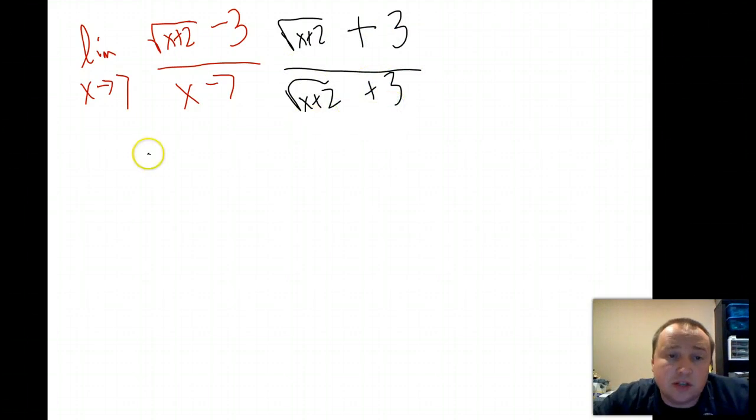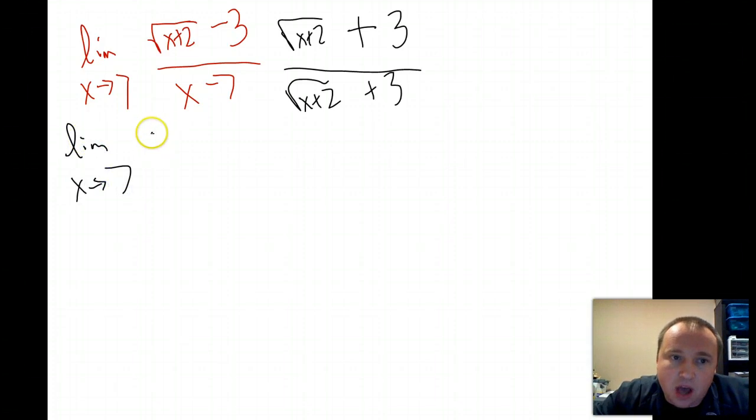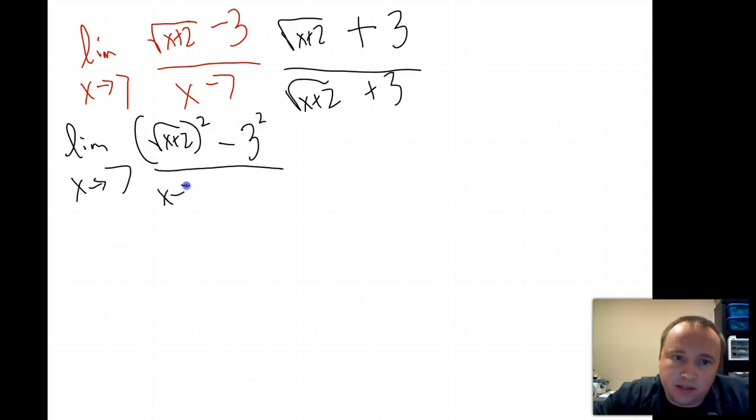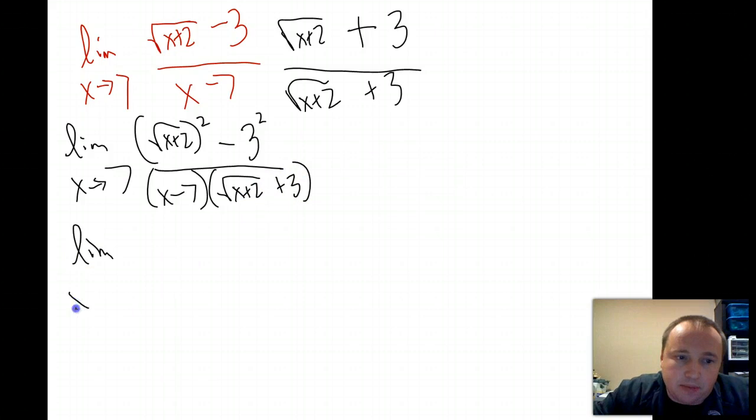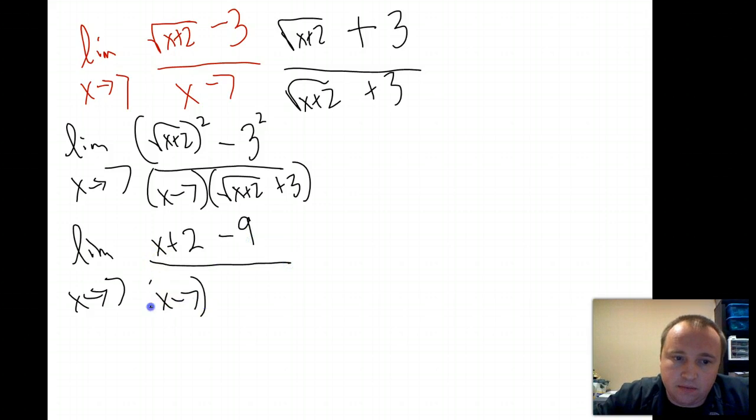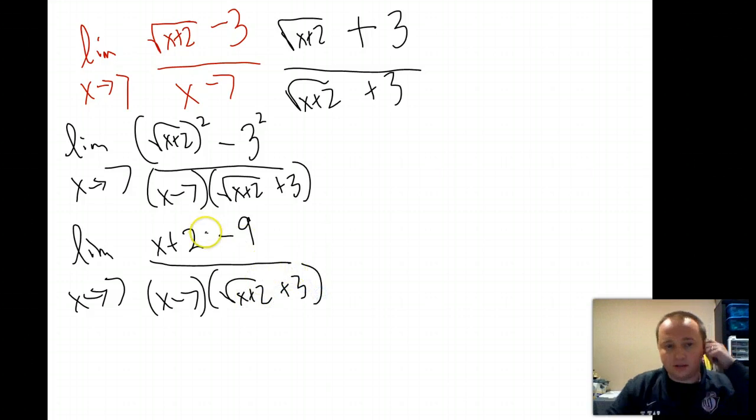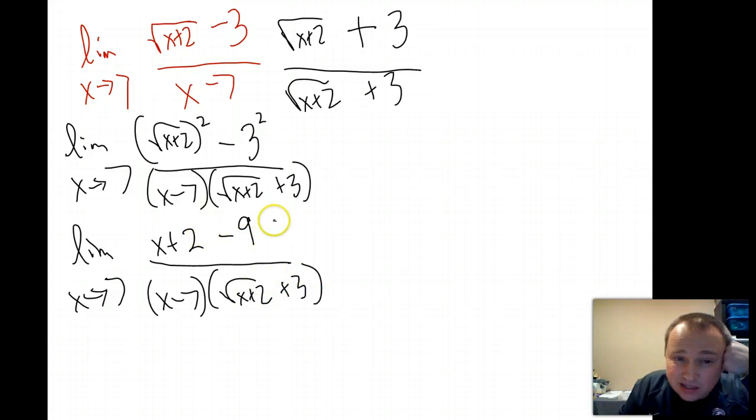Since those are the same, it doesn't change it. It changes the way it looks a lot. So let's do it out. X approaches 7. The top, I have the square root of x plus 2 quantity squared minus 3 squared, all over x minus 7 times square root of x plus 2 plus 3. Well, let's simplify the top. As x approaches 7 of x plus 2 minus 9 all over x minus 7, square root of x plus 2 plus 3. And the top, well, plus 2 minus 9 is 7.